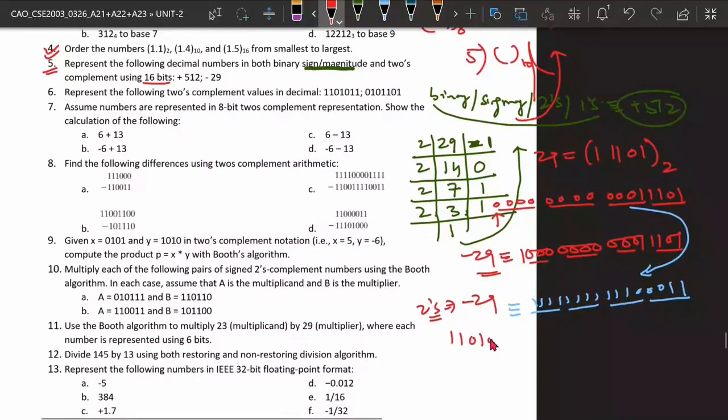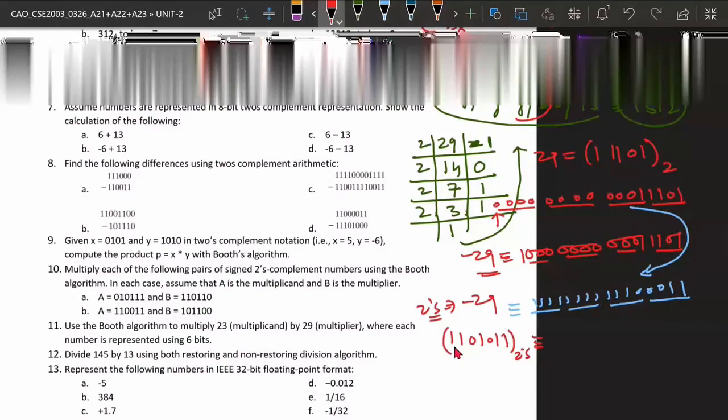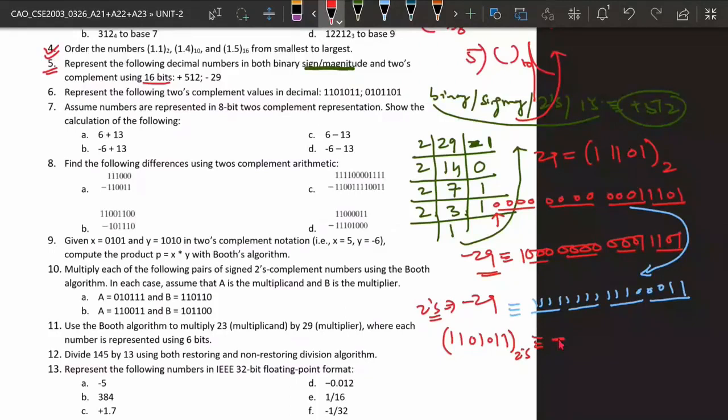We need to convert it into decimal equivalent. First of all, if this is the number and here MSB is 1, that means it is a negative number. First of all, you need to identify this. So if MSB is 1, this is a negative number. Similarly, the second number, if MSB is 0, it is a positive number. You can identify directly. So once you have identified whether it is a positive or negative number, now you need to find out the magnitude.